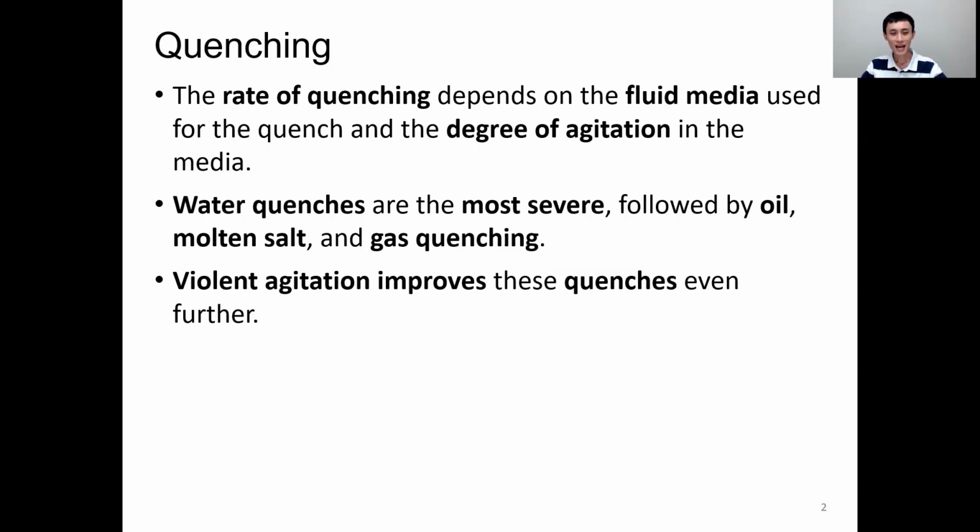The fluid media could be water or oil, and water quenching is the most severe one. Violent agitation can improve the quenching even further. That's about quenching. The purpose of quenching is to improve the strength and the hardness of steel. As a result, we get the martensite phase.